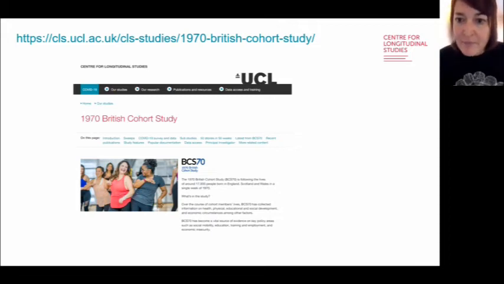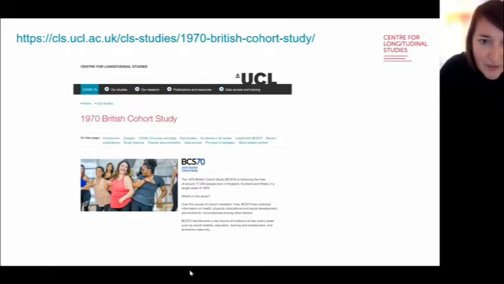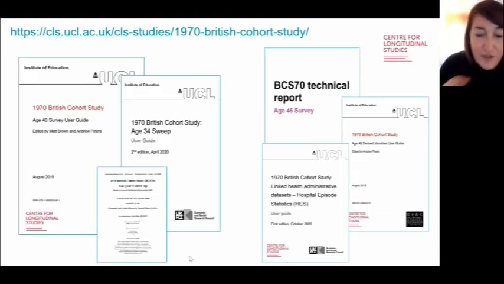So the first and probably most sensible port of call is this website. This is the CLS BCS webpage, which includes an overview of the study. It highlights the study features, some latest news and findings, and you can also access the various guides and reports, documentation and data dictionaries available for you under popular documentation. So under popular documentation, you'll see things like this, which include some of the relevant user guides.